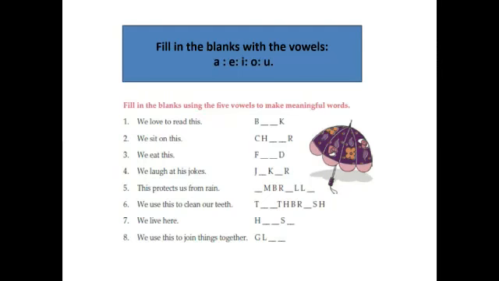Fifth one: this protects us from rain. When we go out, what do we use during rainy season? Yes, it is umbrella. So what are the vowels used here? U, E and A.